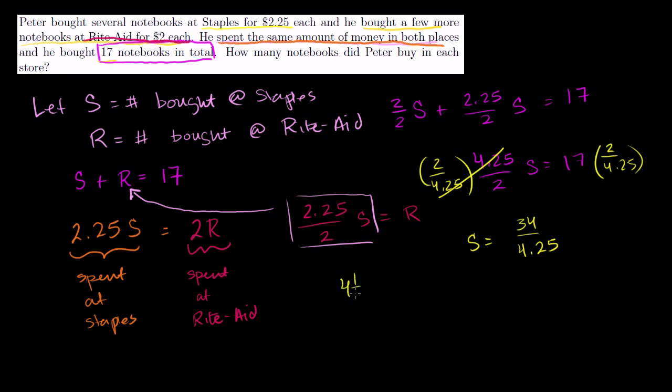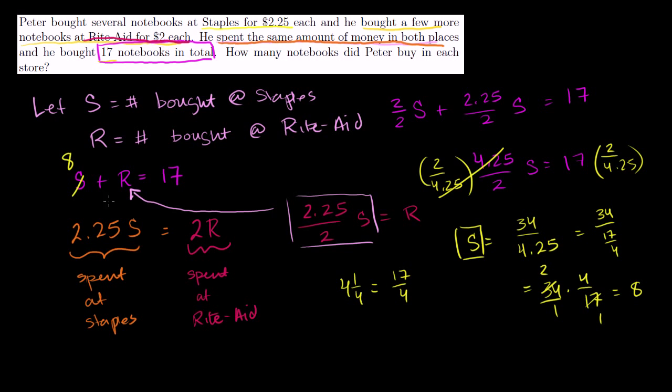4.25 is 4 1/4, which is the same thing as 17 over 4. So this is the same thing as 34 over 17 over 4, which is the same thing as 34 times 4 over 17. Divide by 17, you get a 2. Divide by 17, you get a 1. 2 times 4 is 8. So he bought 8 notebooks at Staples. And then at Rite Aid, he bought, well, 8 plus R is equal to 17. Subtract 8 from both sides. He must have bought 9 notebooks at Rite Aid.